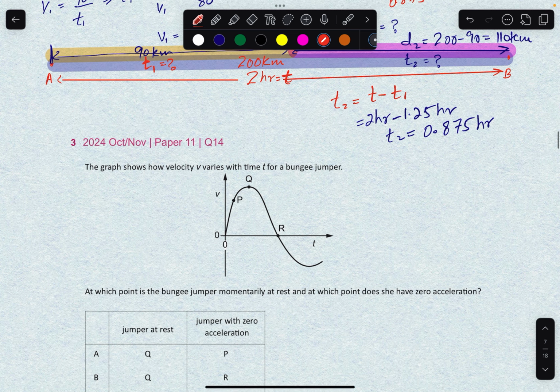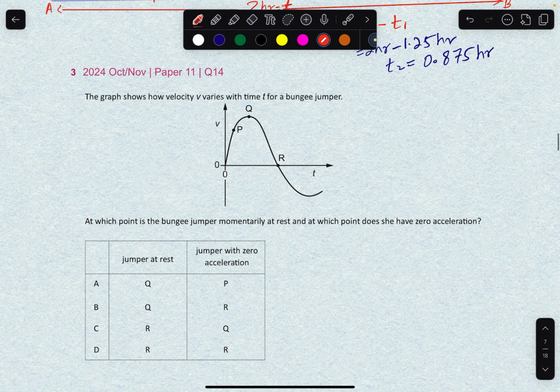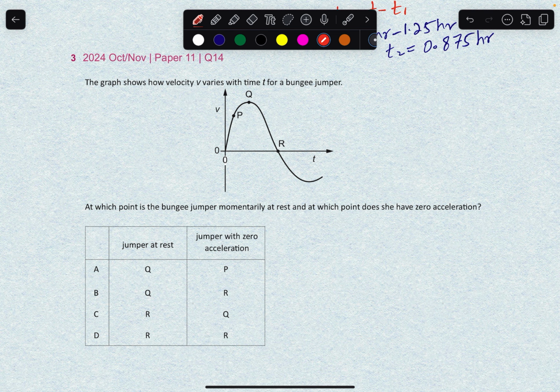Let's move to the next question. The graph shows how the velocity varies with the time for a bungee jumper. At which point is the bungee jumper momentarily at rest, and at which point does she have zero acceleration? If you see in this graph, the y-axis is representing the speed. So the speed will be zero at this point. When the bungee jumper is at R, the speed is zero. It's pretty simple. You just have to look at the y-axis.